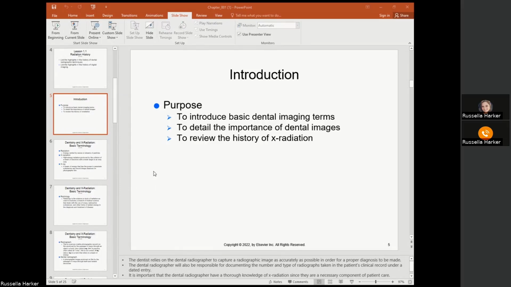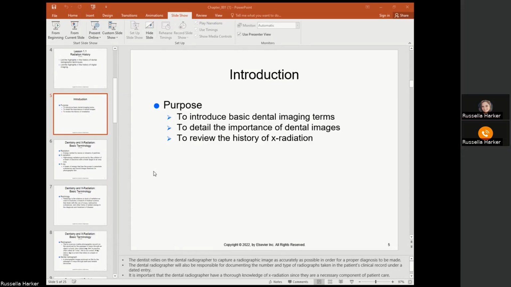So we're going to go over basic radiation terminology. The first word that we're going to go over is radiation. You need to know these terms, you need to understand these terms and be able to use these words fluently while you're talking. Radiation is energy carried by waves or streams of particles.